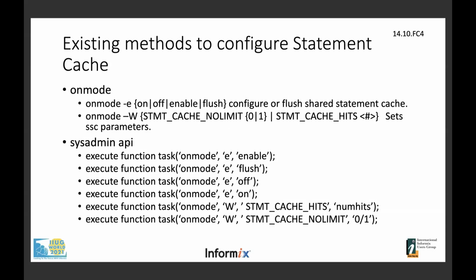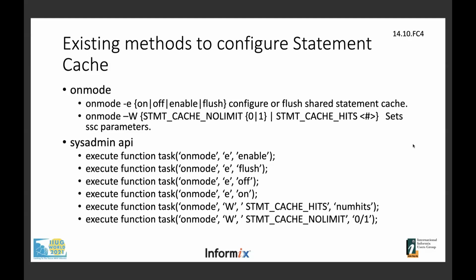There's onmode -e, and then there's on, off, enable, and flush to decide which of those activities you want to do with your statement cache. And then there's onmode capital W, if you want to change your no limit or your number of hits, which has a little bit different syntax too. These two have a little bit different syntax than other onmode options. And you could also do the same things with the sysadmin API.